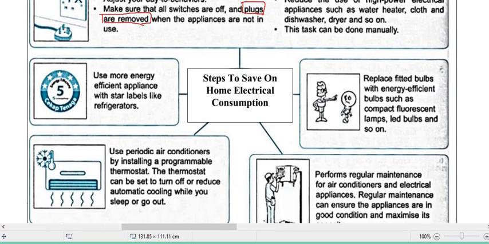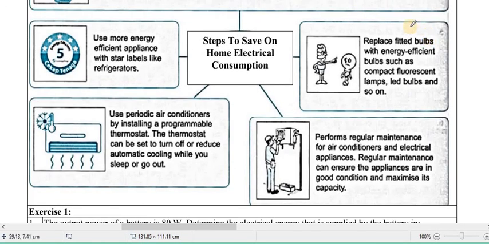Okay, alright. So next, replace filament bulbs with energy efficient bulbs such as CFL or LED. Nowadays more people use LED. LED bulbs are more expensive, but in the long run, they save electrical energy. Okay, so next, perform regular maintenance for aircon and so on.